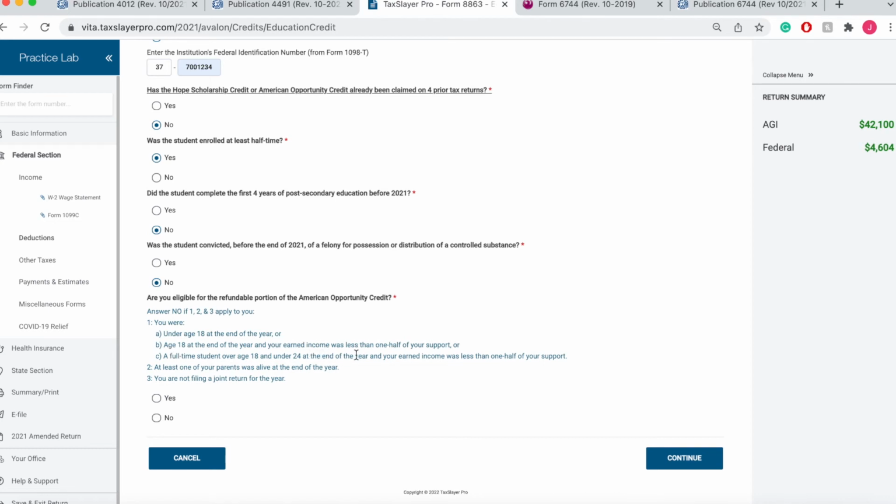Or age 18 at the end of the year and your earned income credit. No, a full-time student over the age of 18 at the end of the year and your earned income was less than 1/2 of your support. To our knowledge, she does not have any earned income. And so we would say no, because she was a full-time student over the age of 18 and under 24 at the end of the year, and her earned income was less than 1/2 of her support. Because again, to the best of our knowledge, she has no earned income, and so it was obviously less than 1/2 of her support. And so it will not be refundable, this portion of it.